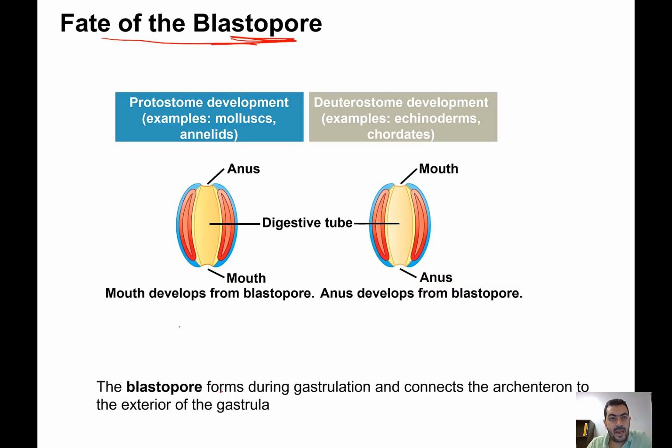So we have two fates of this blastopore. This blastopore can develop into the mouth. So animals in which the mouth develops first from the blastopore, we will call them protostome. So protostome development is the development of the mouth from the blastopore, and as we said, proto means first, because the mouth will develop first, then the anus will develop second.